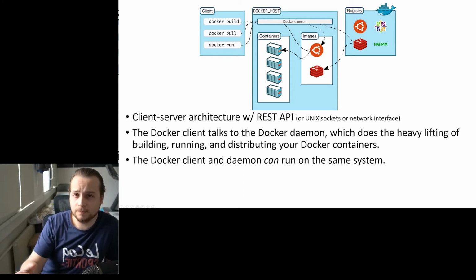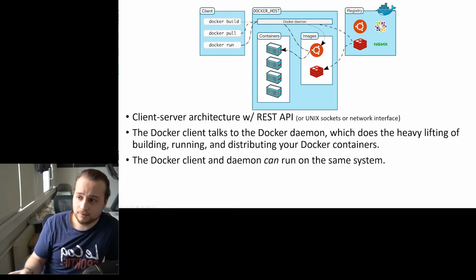Basically like GitHub, you pull official images. Any kind of image, you can build your image, and the client just makes some requests, and the Docker daemon does all the heavy lifting.